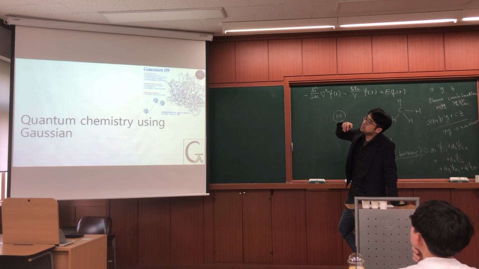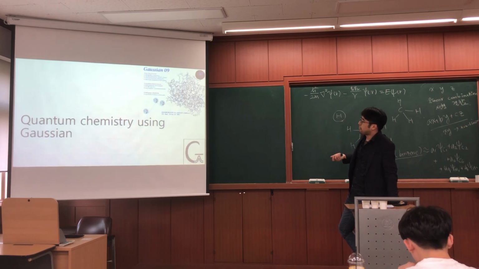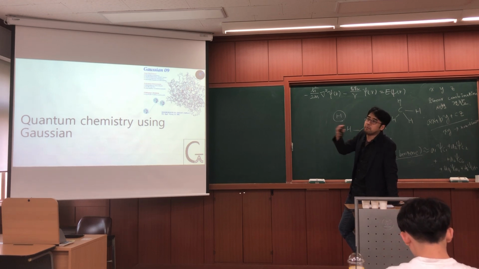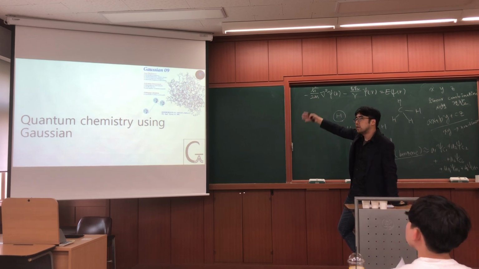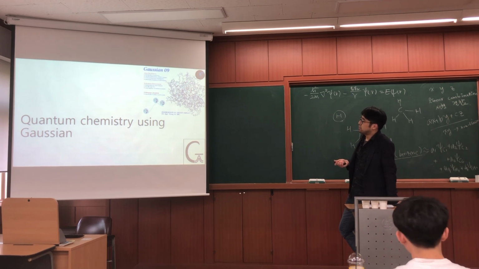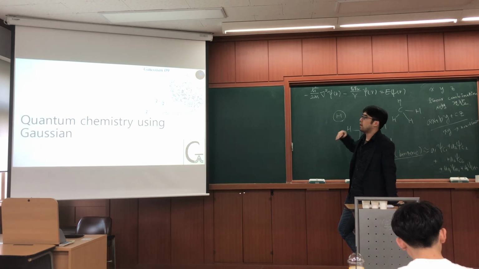Based on this variational principle and the approximations we talked about, we can actually do quantum calculations. We can make computers solve complex quantum mechanical equations. One of the most famous quantum mechanical programs is Gaussian. This is the most famous quantum chemical package. But there are other packages like GAMESS or QChem, but this one is the most widely used one.